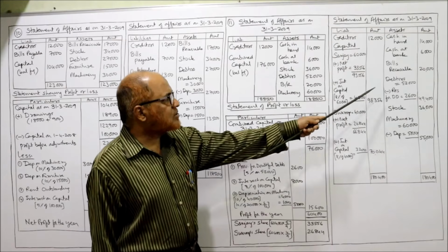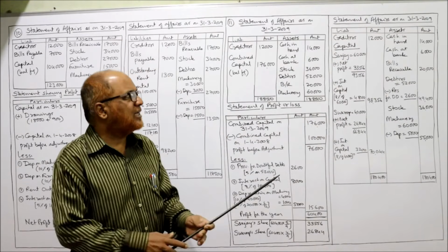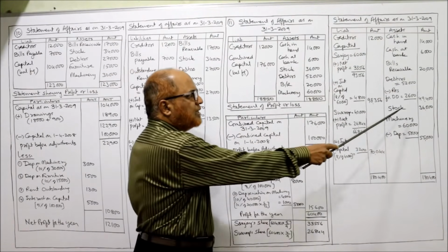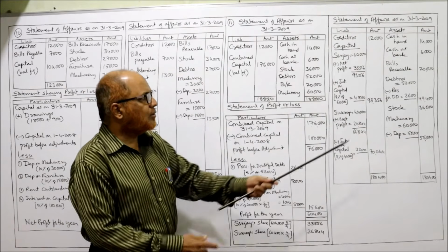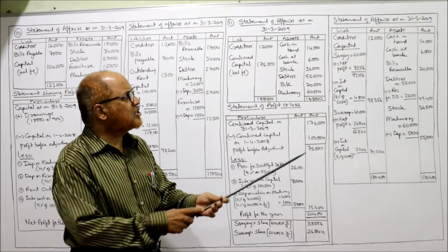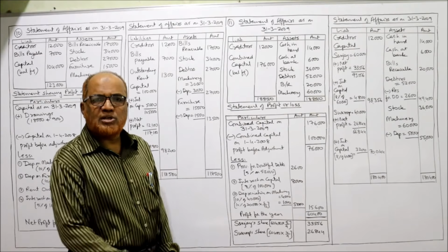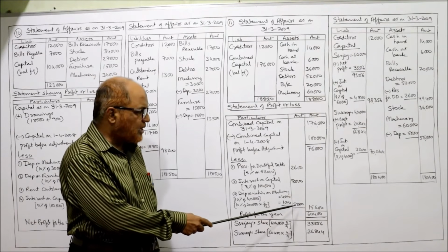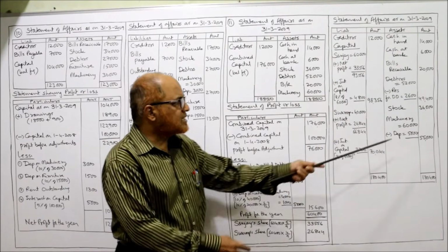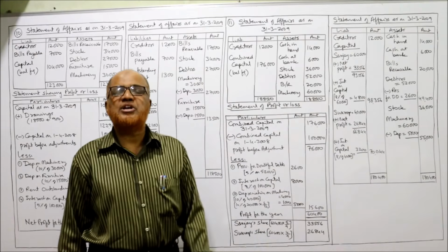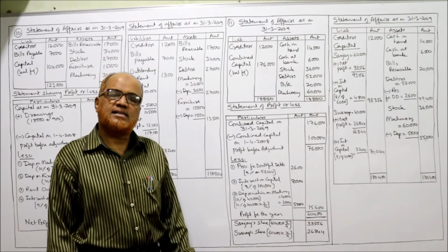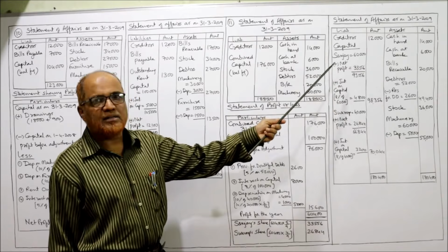Right? Now next one is stock. There is no change in stock. 36,000, same 36,000. Right? Now machinery. The total machinery was 60,000. And how much depreciation we have provided on the total machinery? 5,000. The 60 minus 5, 55,000 is the machinery. That's all. Asset side completed. Now come to liability side.